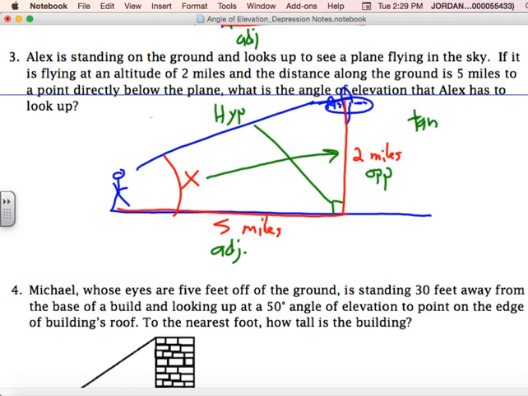Well, what's our angle? The angle is x. We don't know the angle. That's what we're trying to find. Tangent of x equals the opposite 2 over the adjacent 5, because TOA, T-O-A.